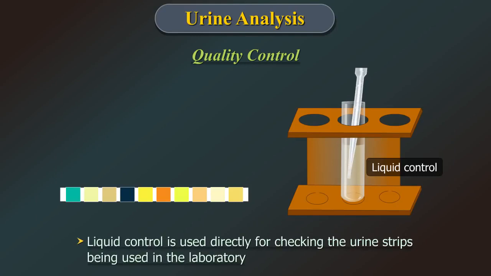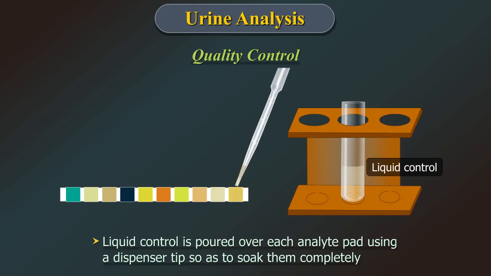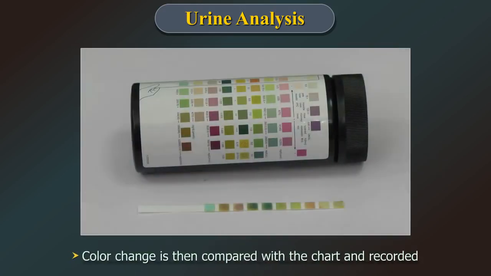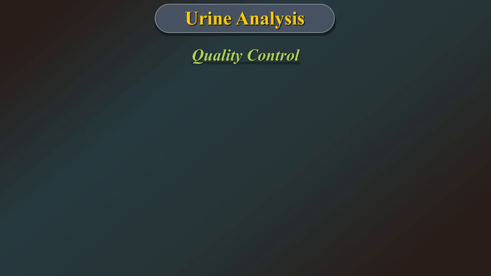Alternatively, the liquid control can be used directly for checking the urine strips being used in the laboratory. The liquid control is poured over each analyte pad using a dispenser tip so as to soak them completely. The color change is then compared with the chart and recorded. The values assigned to the lot number is provided in the control insert by the manufacturer.